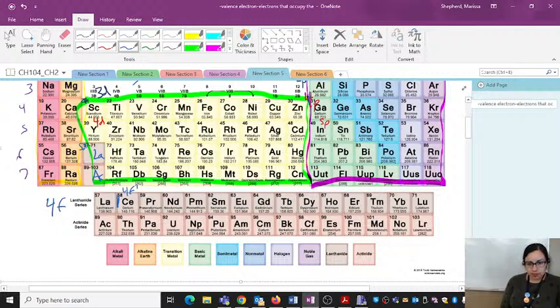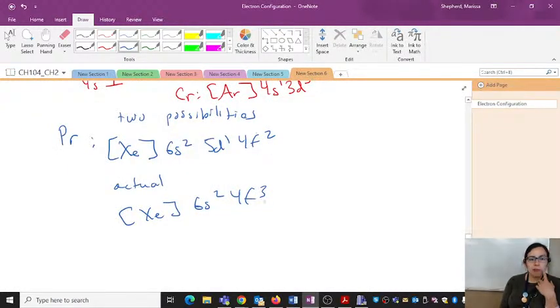Let's round this out then. So fill up all the f's. Wait, but we own praseodymium. How is that pronounced? 59? Yeah, I think it's praseodymium or something. Because you had 2. You wrote it as 6s2, 4f3, right? I wrote it as both.